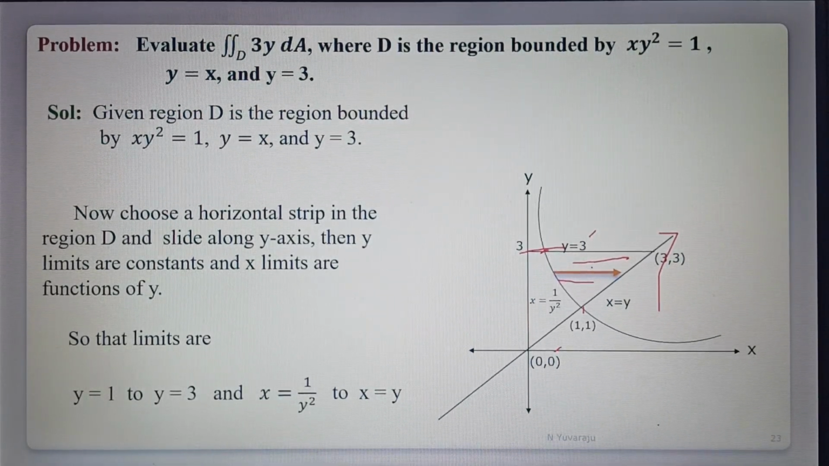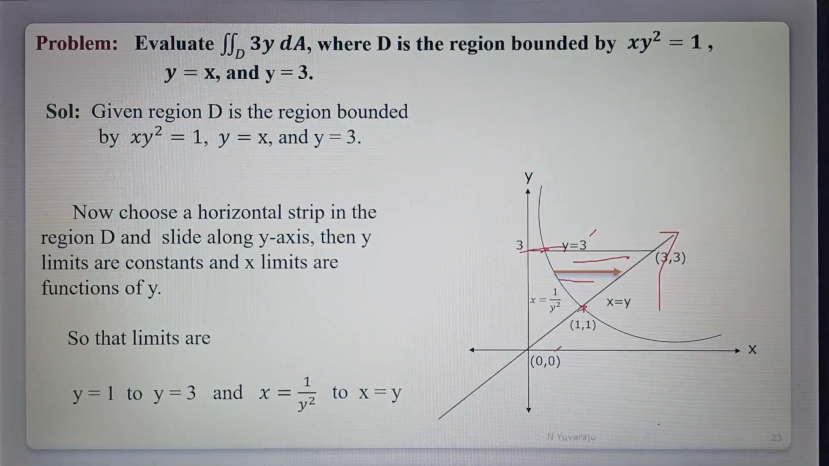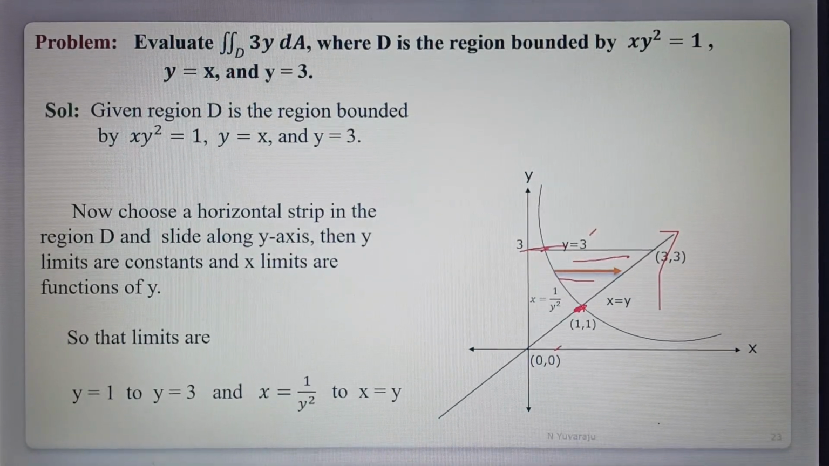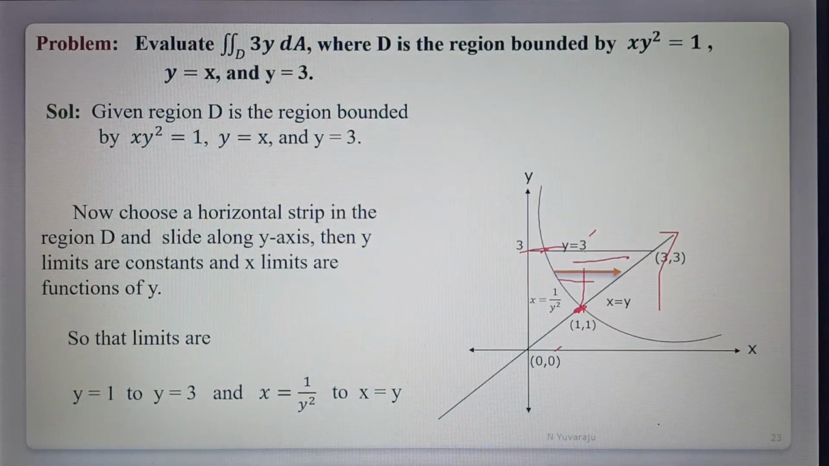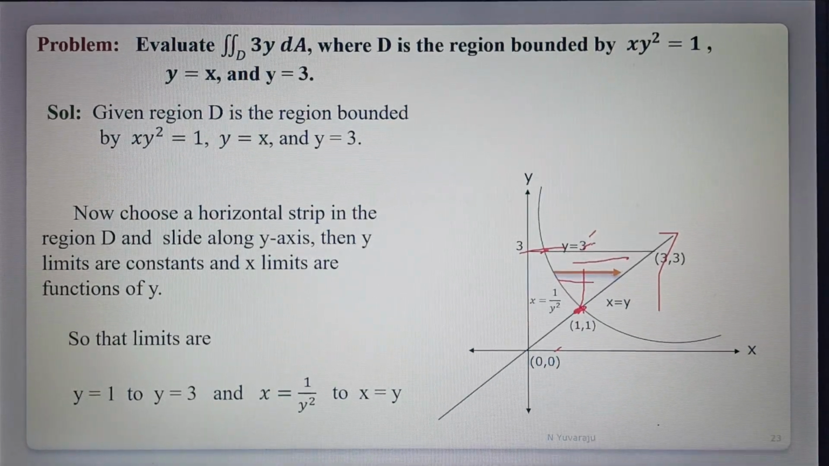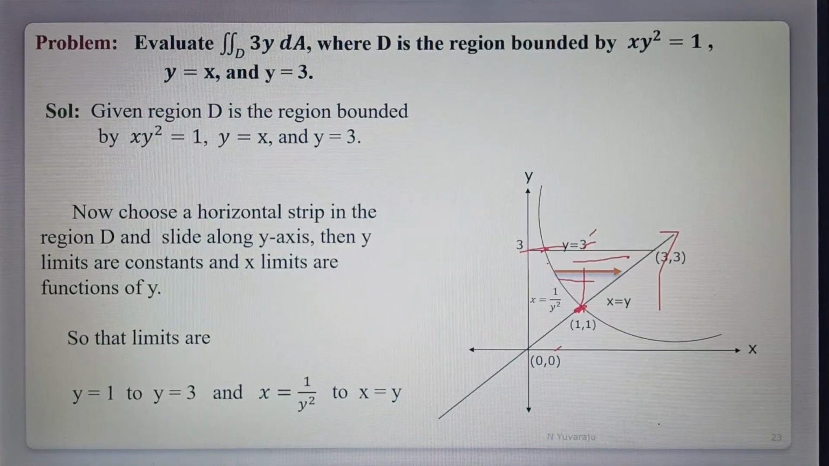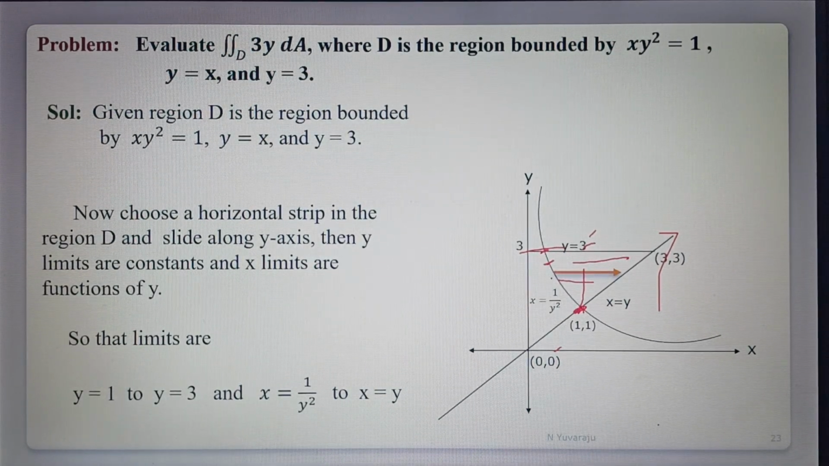Now choosing a horizontal strip. Horizontal strip means sliding along the y axis. Where does it start? It starts at the point 1, 1 and ends at y is equal to 3. So y limits are 1 to 3. So the strip's first edge is on the left side. What is on the left side? This curve. This curve means x y square is equal to 1, x is equal to 1 by y square.